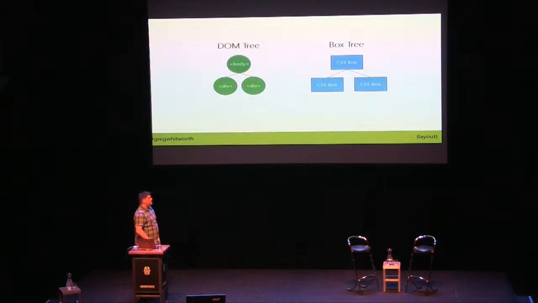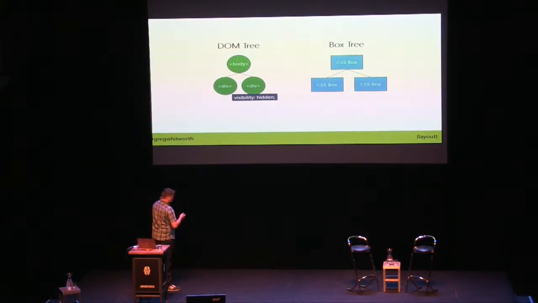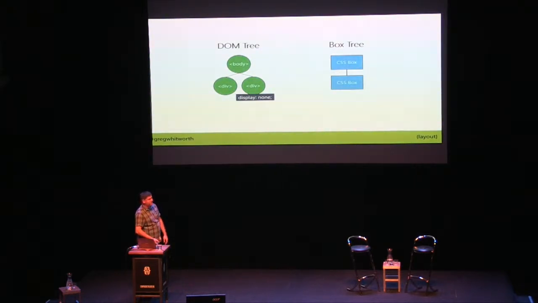There's multiple ways you could go about this. You could go about it using visibility hidden. You'll notice our box tree did not change at all, and that's because visibility hidden requires us to take layout into account, and so it needs to take up layout space. Another approach to this is display none. You'll notice we now only have 2 boxes.